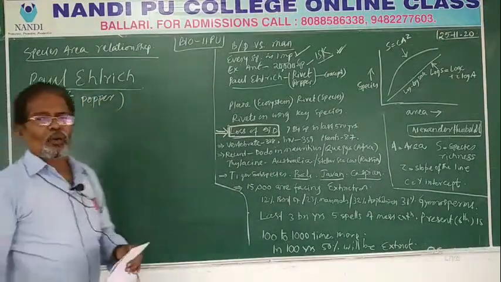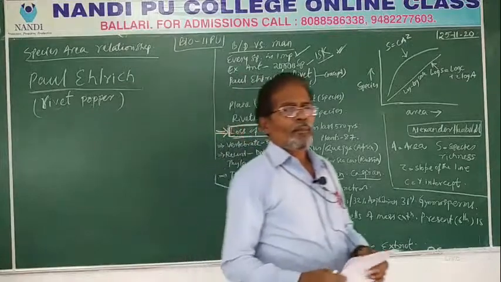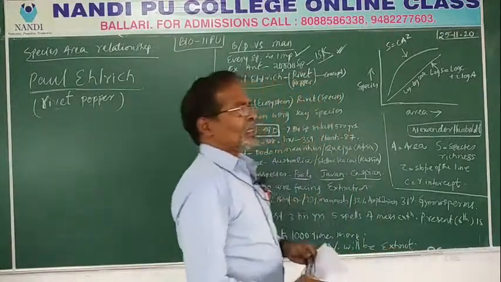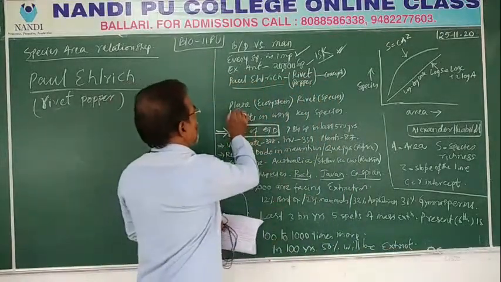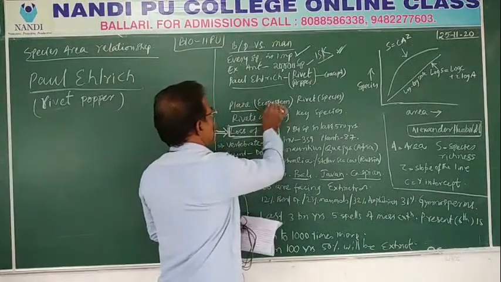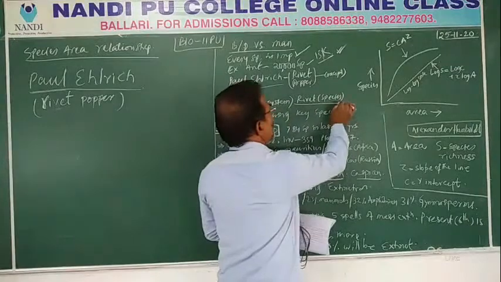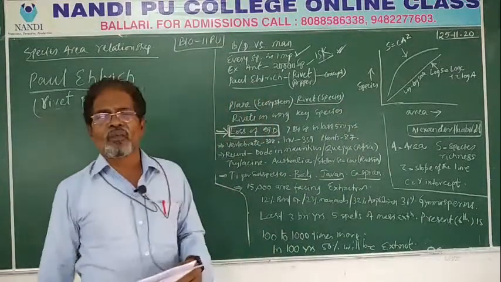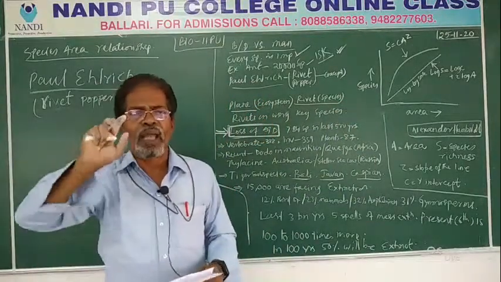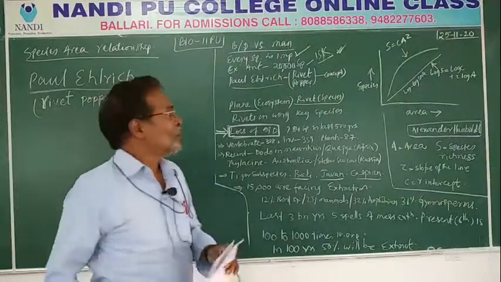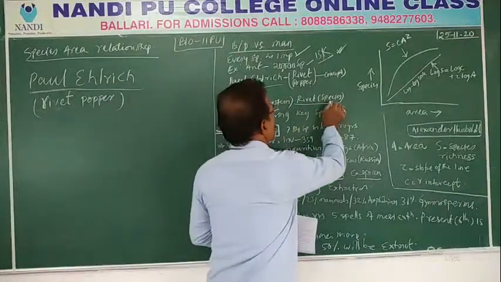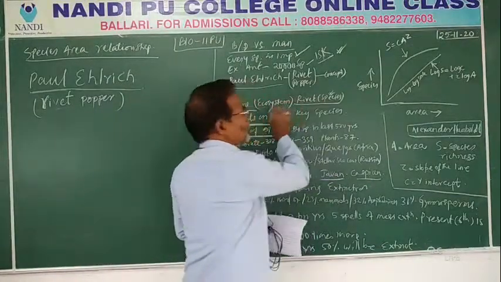This I will explain, you all know. What he compared is the ecosystem with an aeroplane. In an aeroplane there will be thousands and thousands of rivets, nuts and bolts in simple language. He compared those thousands of rivets with the species in the ecosystem.